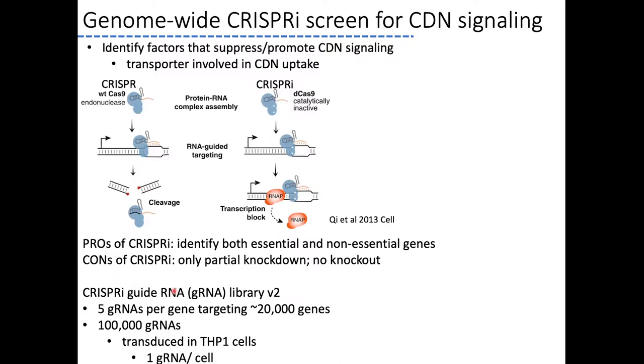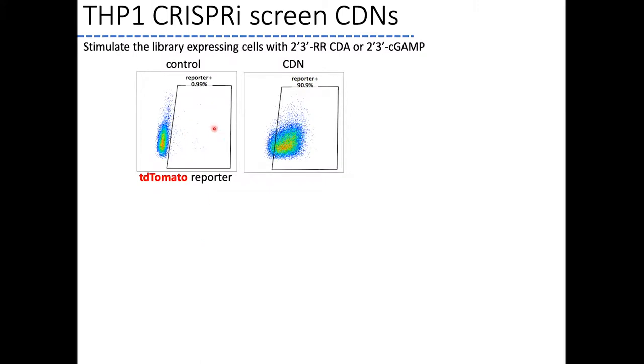The library that we used contains 5 guide RNAs per gene, and we targeted approximately 20,000 genes in the human genome. So we have 100,000 guide RNAs, transduced into THP1 cells in such a way that we get one guide RNA per cell. Then we stimulated this library-expressing cell line with cyclic dinucleotides, either the synthetic version or cGAMP. So we get a nice robust induction of the reporter.